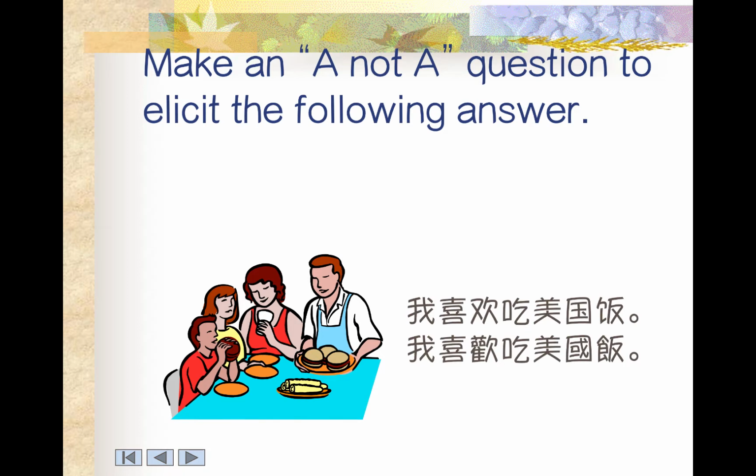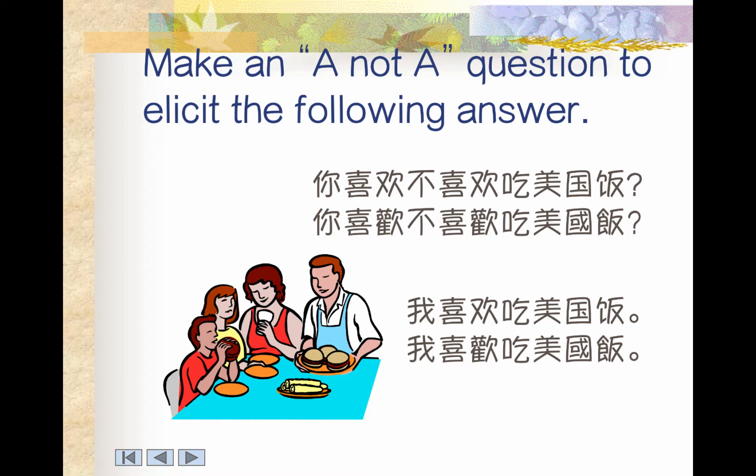The answer is 我喜欢吃美国饭. What's the question? 你喜欢不喜欢吃美国饭? As an aside, many times in regular spoken Chinese, people drop the second syllable off the first verb. So instead of saying 你喜欢不喜欢, people often say 你喜不喜欢吃美国饭?